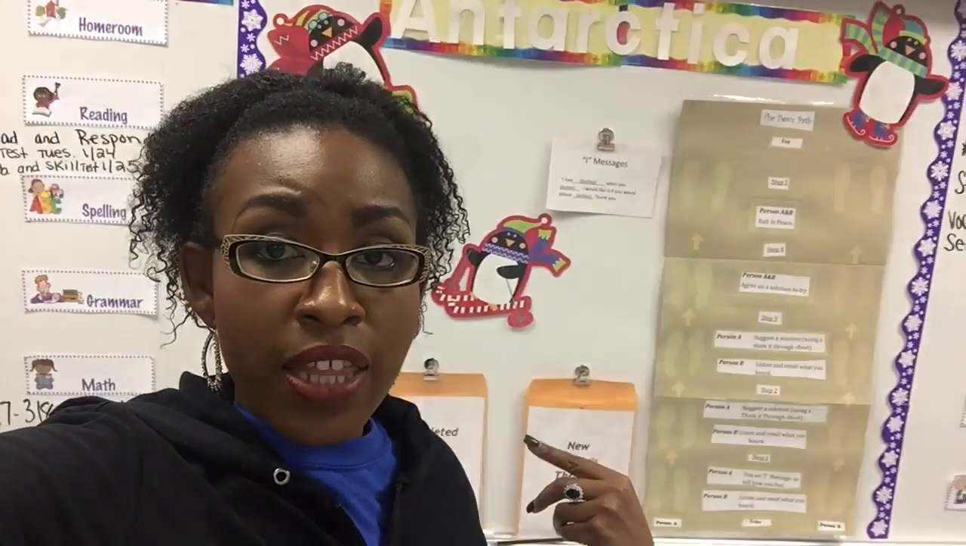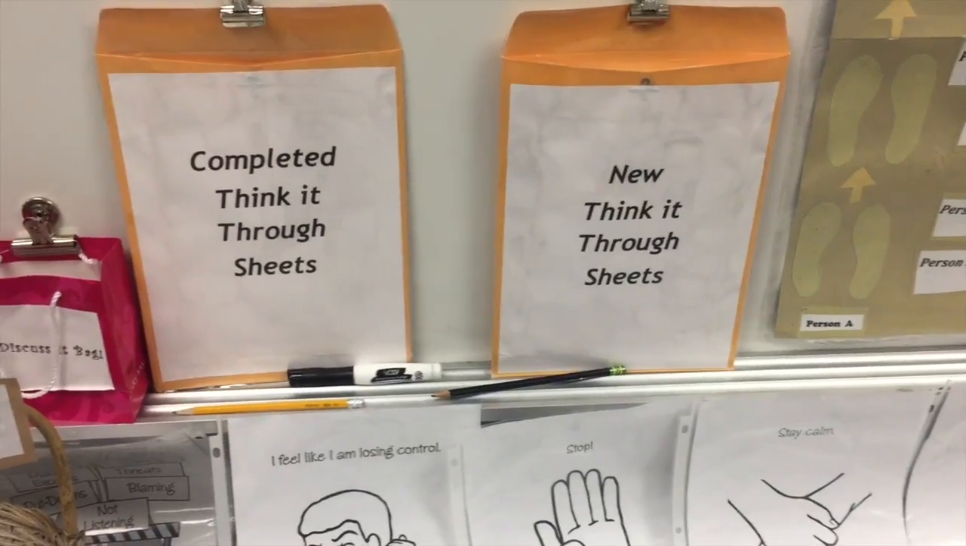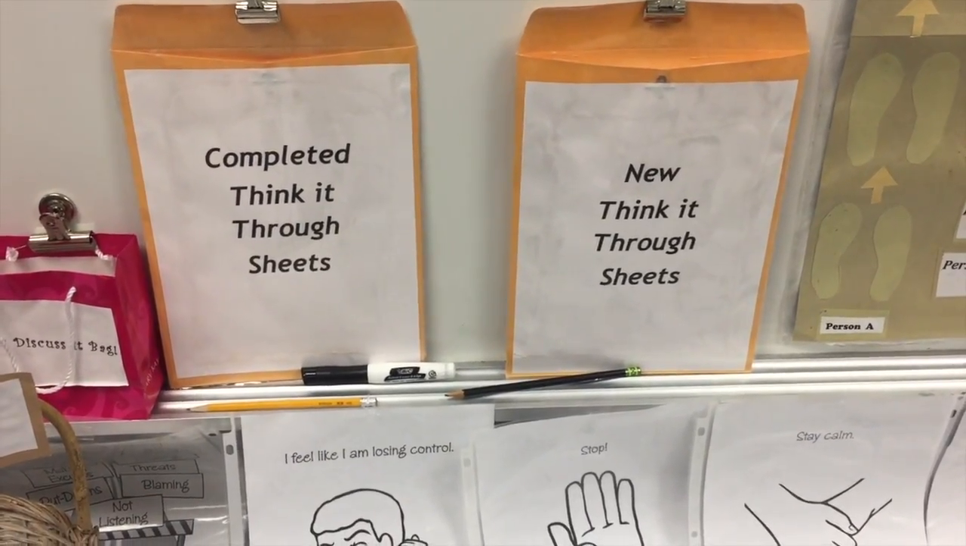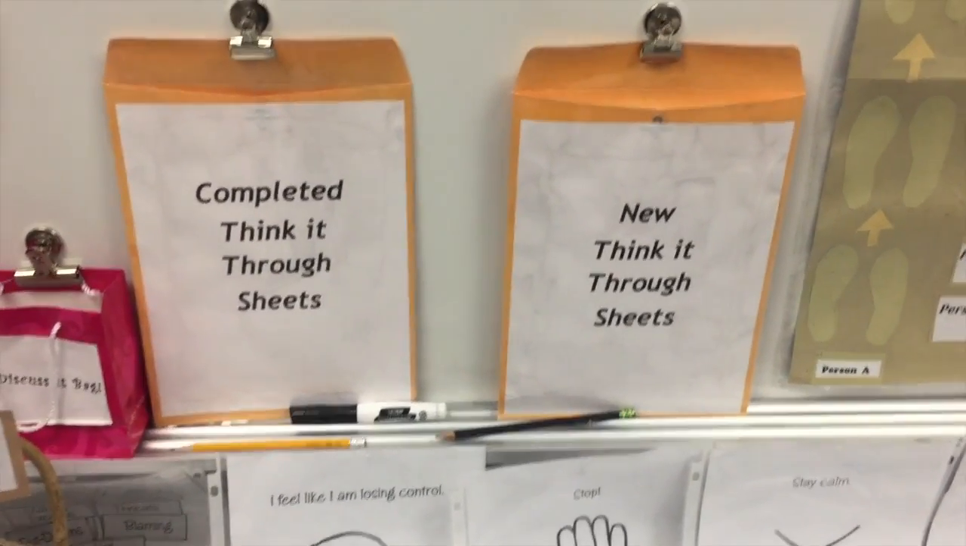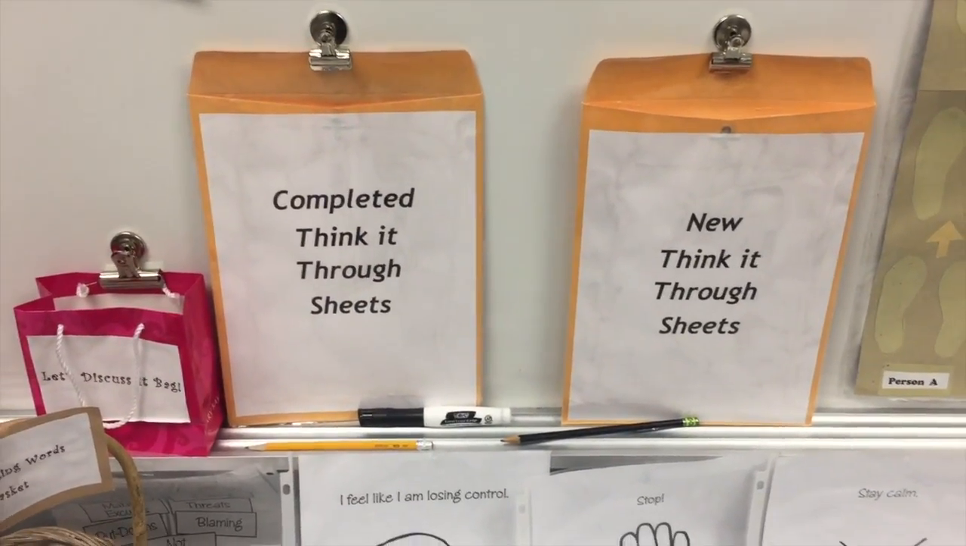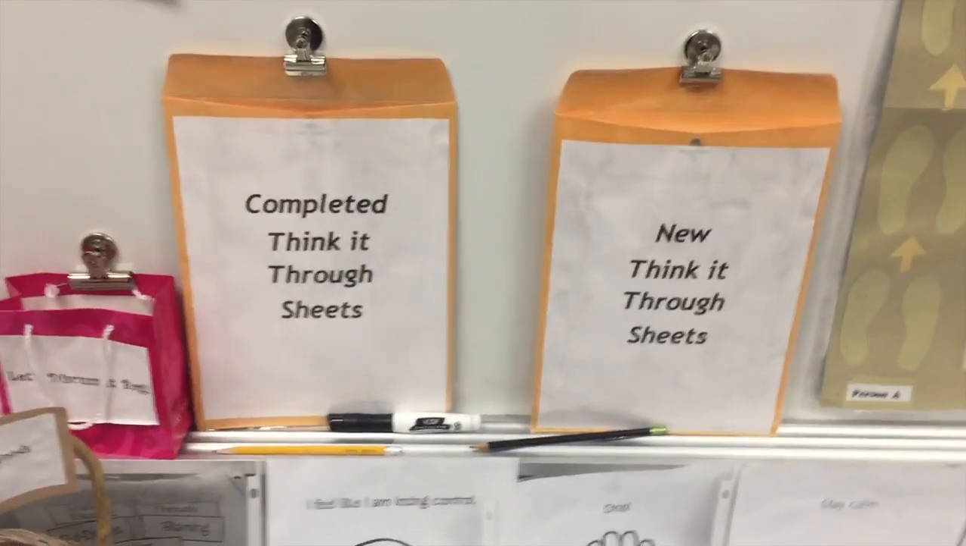I'm also going to show you the Think It Through sheets, because they do use the Think It Through sheets in Antarctica when they are on the Peace Path. So here you'll see the Think It Through sheet envelopes that we talked about before. Like I showed you in the setting up video, if you have not seen that, make sure you go and check that out first. You should have 2 envelopes in your Antarctica: one for the new Think It Through sheets and one for the completed Think It Through sheets.